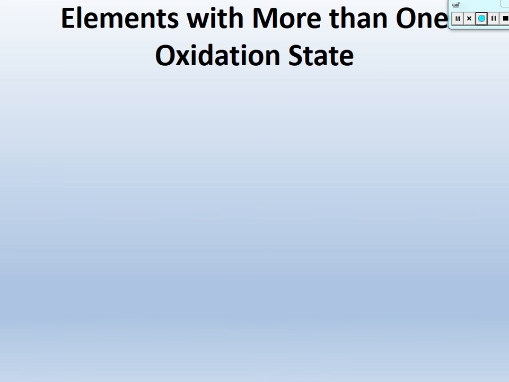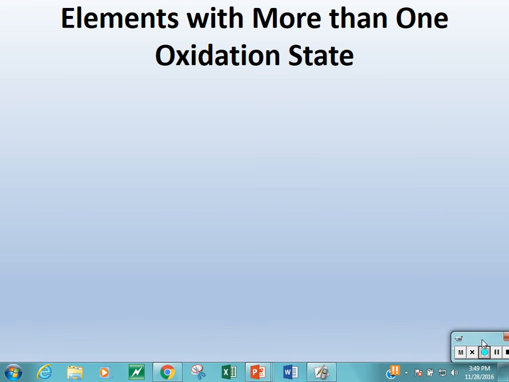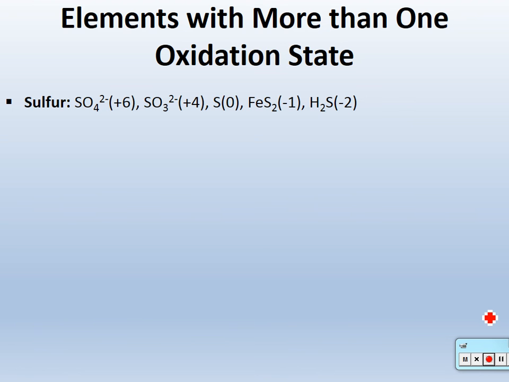Okay, this is the last slide in this video. I just wanted to quickly show you that a lot of elements have more than one oxidation state. So that's why it's so important to be able to determine what the oxidation number is. For example, sulfur in this compound is plus 6. In this one, it's plus 4. All by itself, it's 0. In this case, it's a minus 1, and in this case, it's a minus 2. So 1, 2, 3, 4, 5 different oxidation states for sulfur. Carbon has 3 different ones.